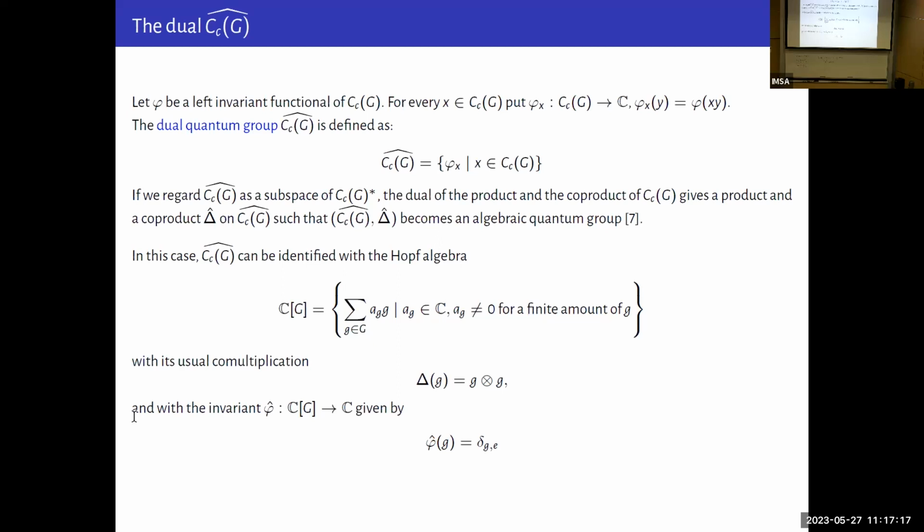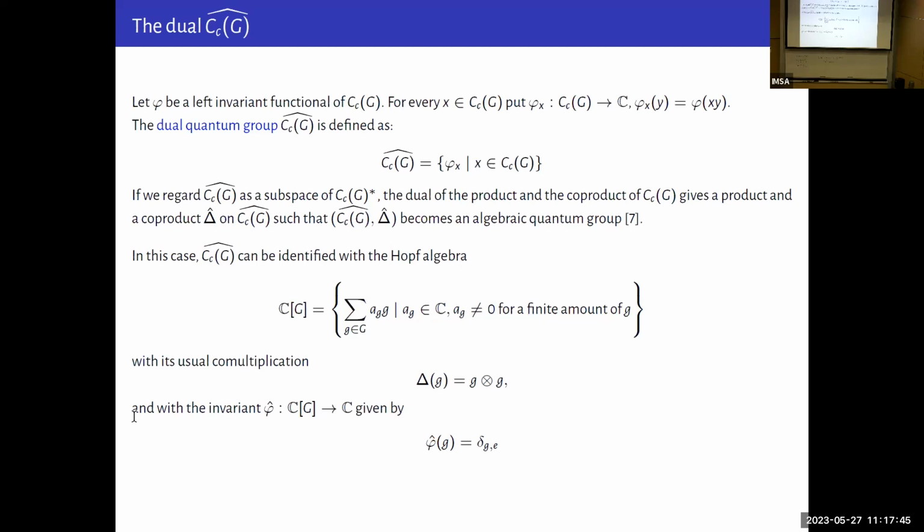And well, we regard this space as a subspace of the dual. These are all functionals. We take the dual of the product and the coproduct of our algebra, and we obtain a product and a coproduct on this dual. So this is an algebraic quantum group. We can also construct invariant functionals. In this particular case, this dual can be identified with a Hopf algebra.